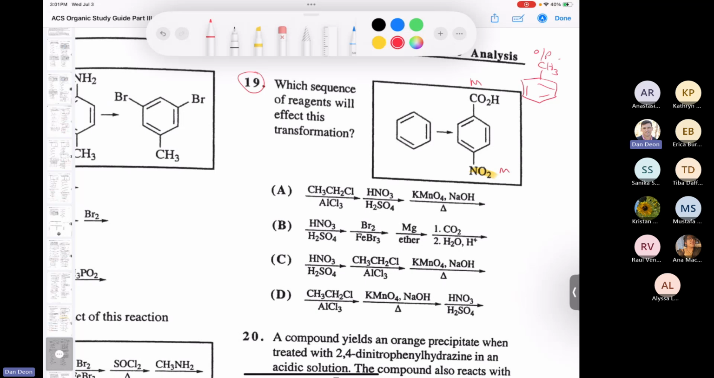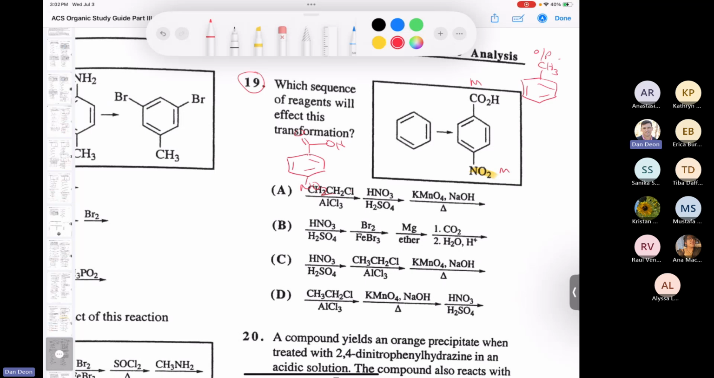So let's see here. First step, alkylation using ethyl chloride. So that would give you ethyl benzene in the first step. Then you would nitrate it. So the nitro would go here. Then you use KMnO4 and that would oxidize it. Yeah, that looks reasonable, or it doesn't look unreasonable to me, I should say. So A looks good to me.